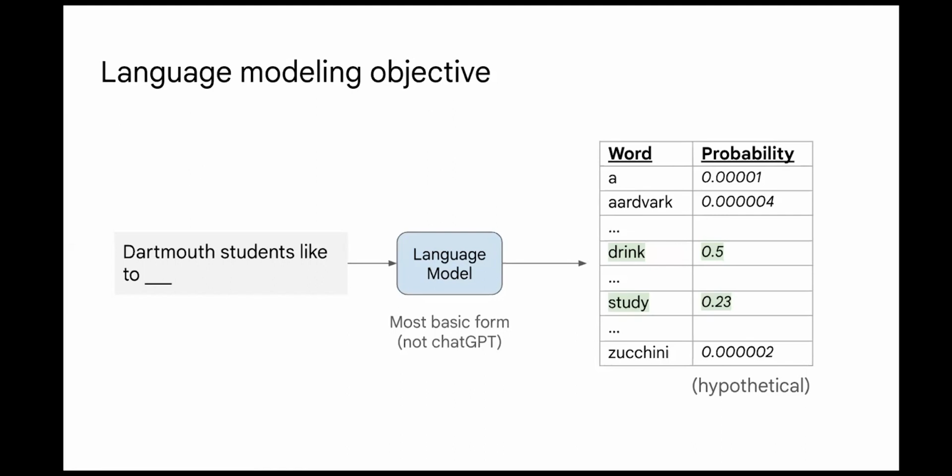Okay, good. So basically the language model outputs the probability of every word in the dictionary, and the numbers on the right are hypothetical. This is the language model's prediction of what the next word might be.